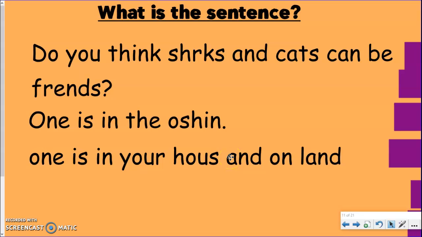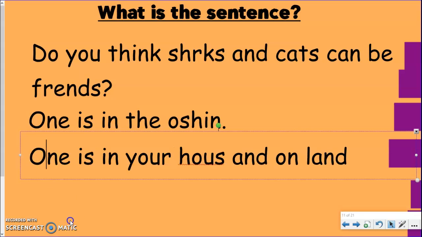So I do not have a cat in my house, but I do know that there are cats at my neighbor's house, and sometimes I see them out in the backyard because they are on land, right? They're not in the ocean, they're on land. So let's fix this sentence. We need, just like our other one, a capital letter at the beginning of our sentence. One is in your house and on land. Well, what are we missing? Still punctuation, right? Let's put a period at the end of that.